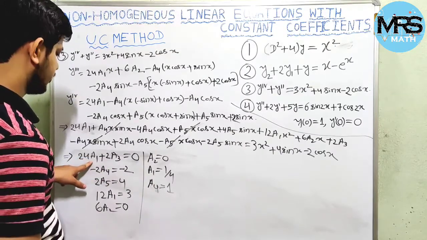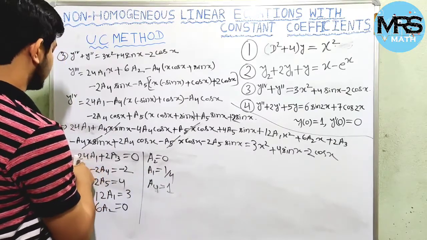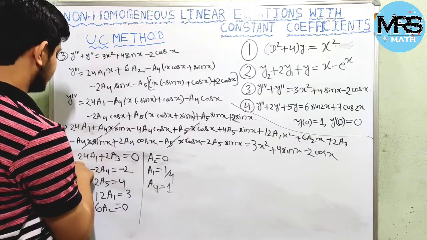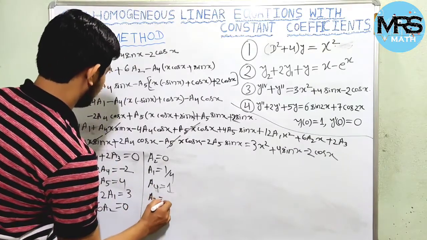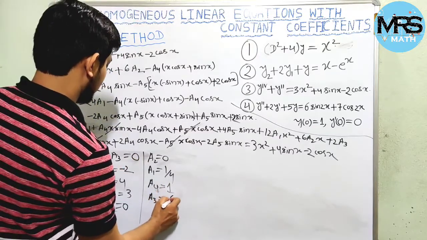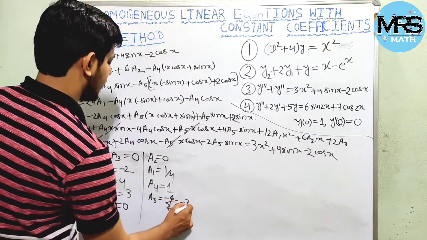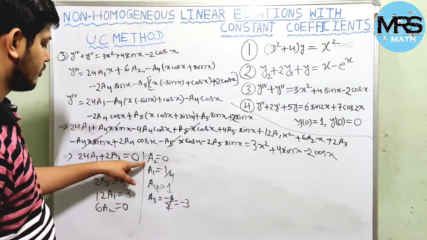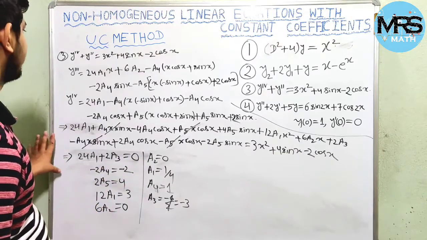So 24 into a1, that is 1 by 4, the 4 will cancel out, so it will be 6. So a3 will be minus 6 divided by 2, that will be minus 3. So a1, a2, a3, a4, all the values we obtained.